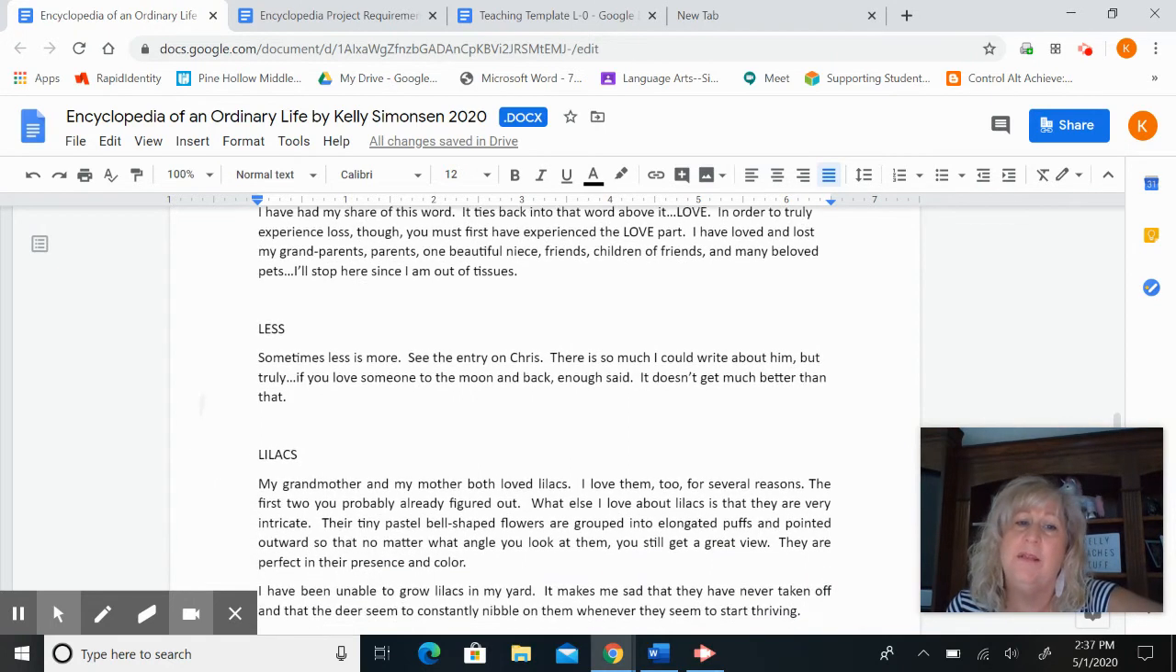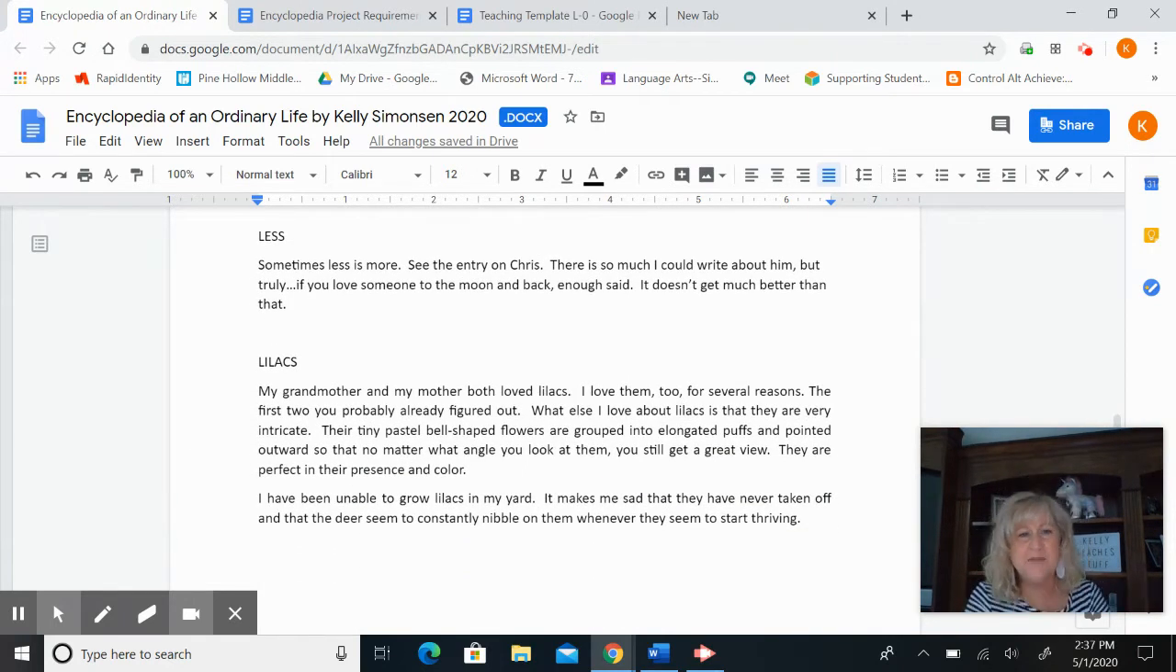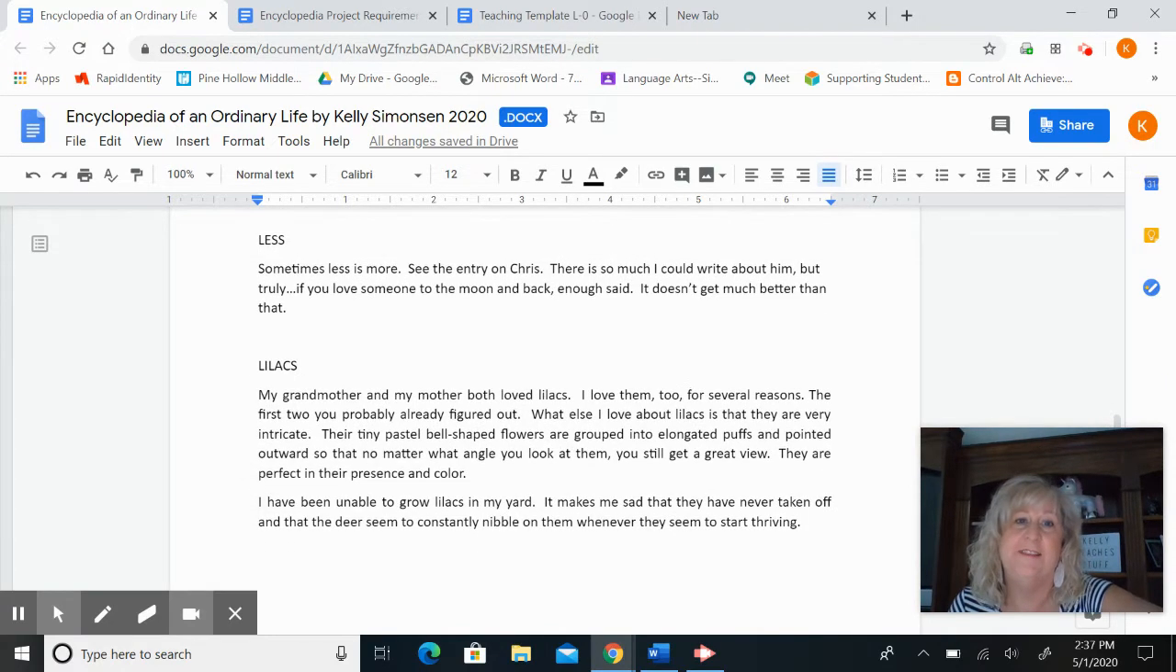So then I wrote about less, right? Sometimes less is more. See the entry on Chris. Remember, Chris was my husband. There's so much I could write about him, but truly, if you love someone to the moon and back, enough said. It doesn't get much better than that. And then I wrote about lilacs. Lilacs are one of my very favorite flowers. They were my mom's and my grandmother's favorite, and you can read about that. So that was for the letter L, okay?